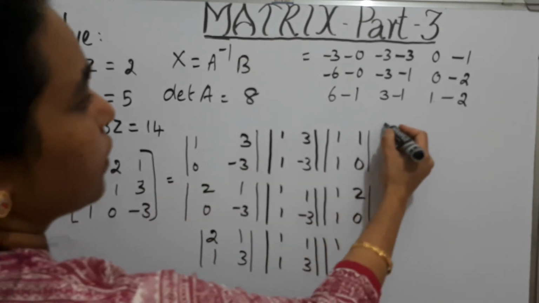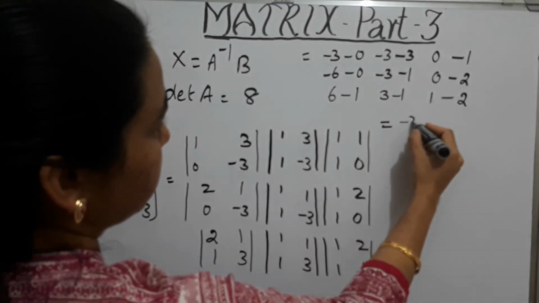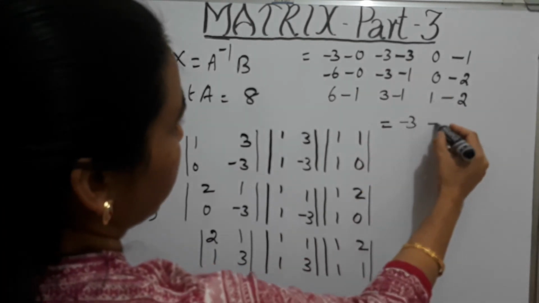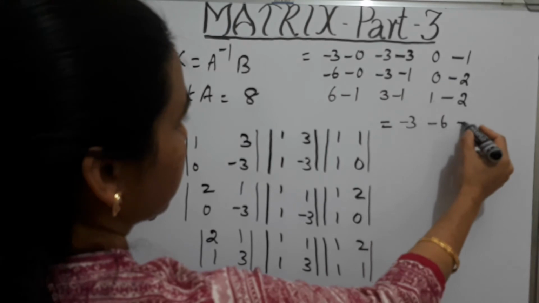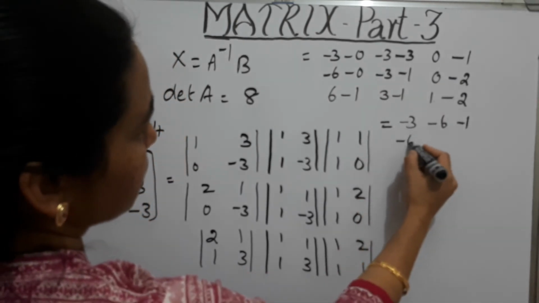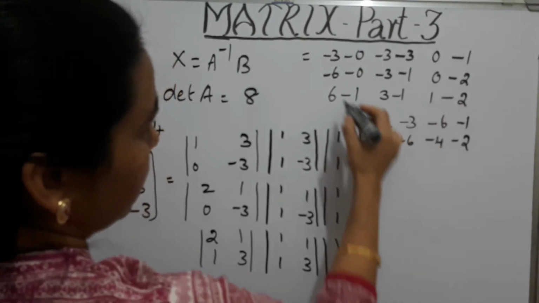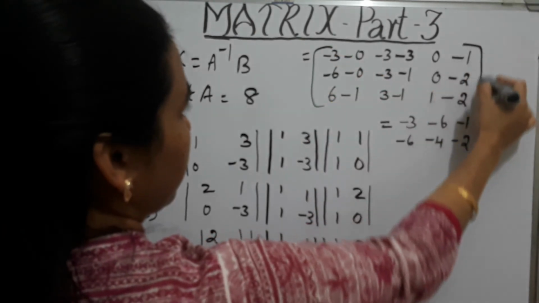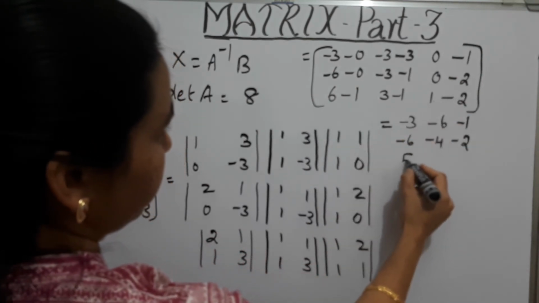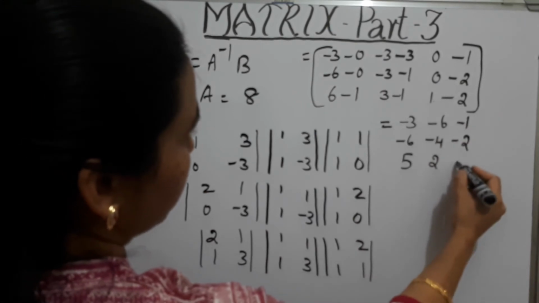Now you can simplify this. Minus 3 minus 0 will be minus 3. And then this is minus 6, and this is minus 1. And here you have minus 6, minus 4, and minus 2. And this is 5, 3 minus 1 is 2, and 1 minus 2 is minus 1.